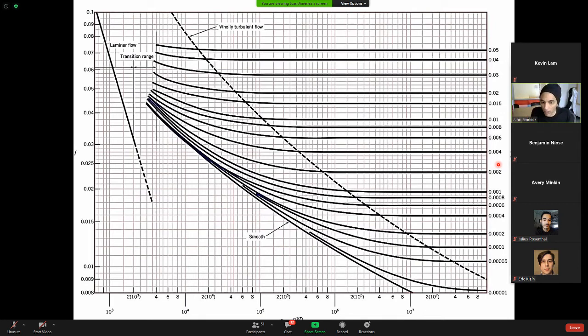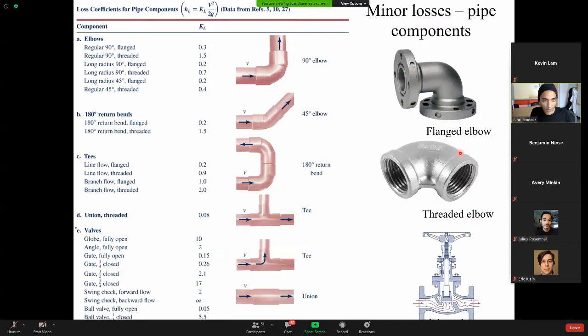Actually, it would be good to know how to use both. Then to find out the KL values, the losses, you have a chart like this, and you say, all right, I have a bend, and my bend is 90 degrees, and I'm using, I don't know, a long radius or short radius or something. Then you go in here and you get the different KL values, and then you substitute it into this equation up here. You can find out the head loss due to the minor losses.